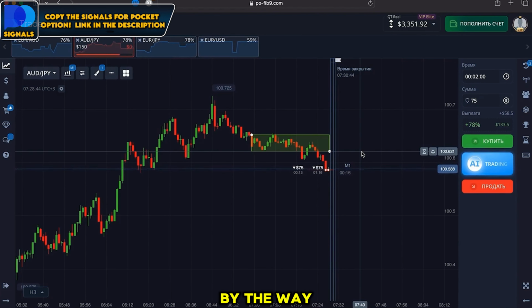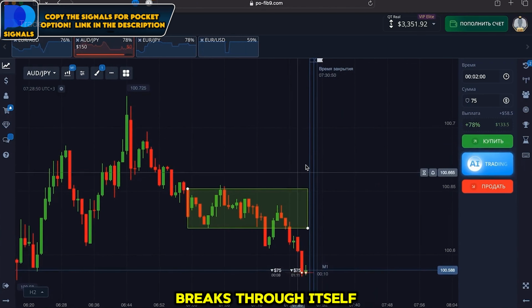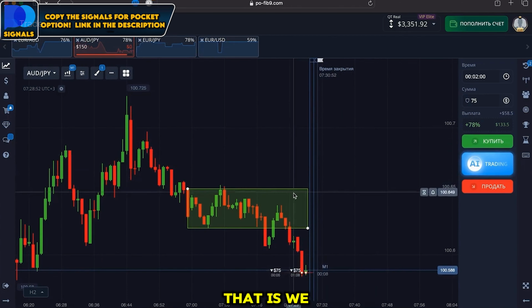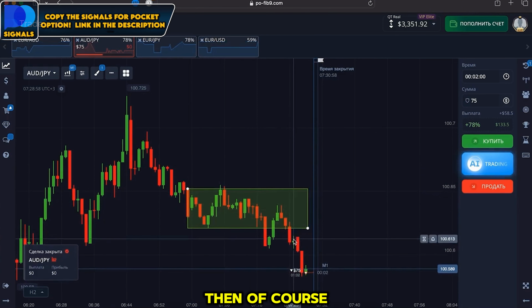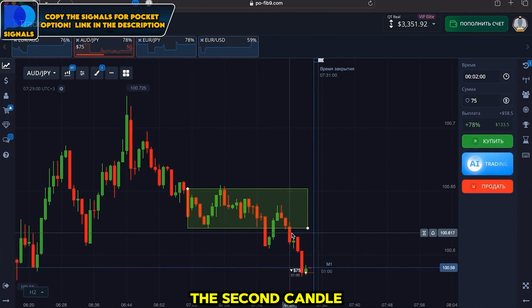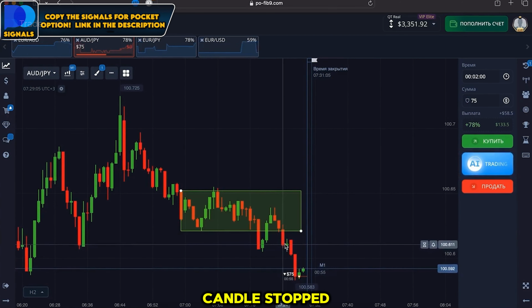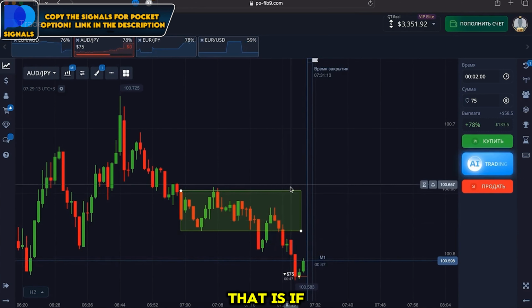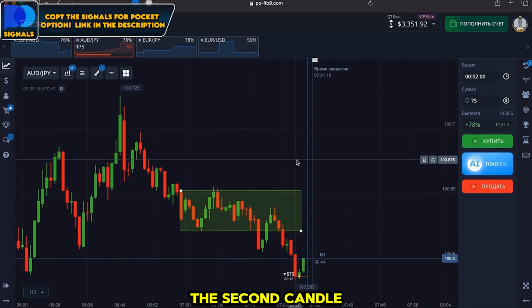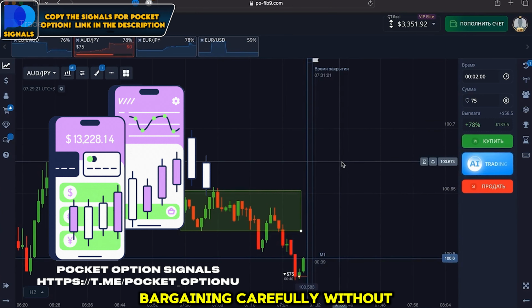And in general, by the way, I advise absolutely everyone, even what I told you, when the candle breaks through itself, I advise you to wait for the second candle. That is, we have this rectangle here. The candle broke through, like here below, then of course it is better to wait for the second candle. That is, we waited here, saw a bullish candle, stopped, waited again, saw a bearish candle again, and from it you can already open 1-2 deals. The same with bullish candles. If it breaks through, we wait for the second candle, see what it is like, and we are already opening. So we are bargaining carefully, without rushing.